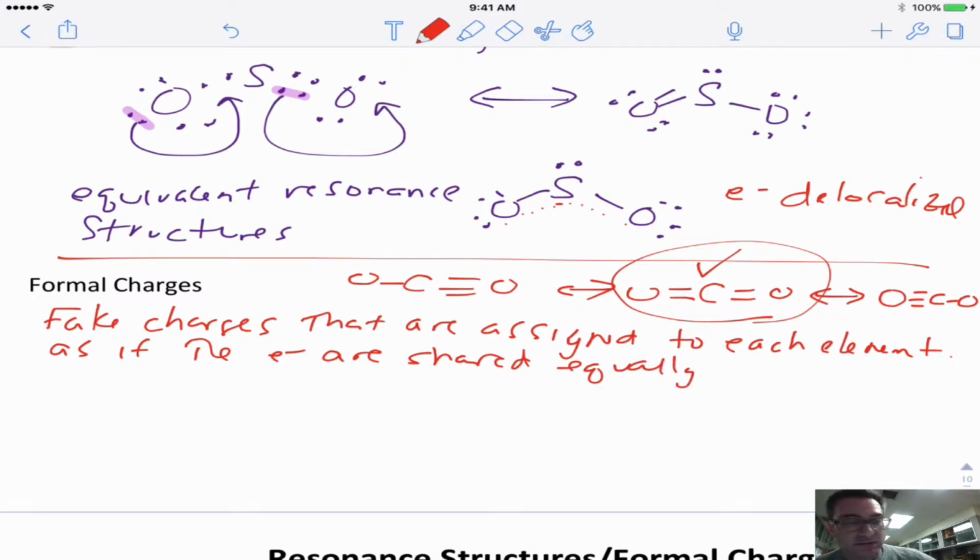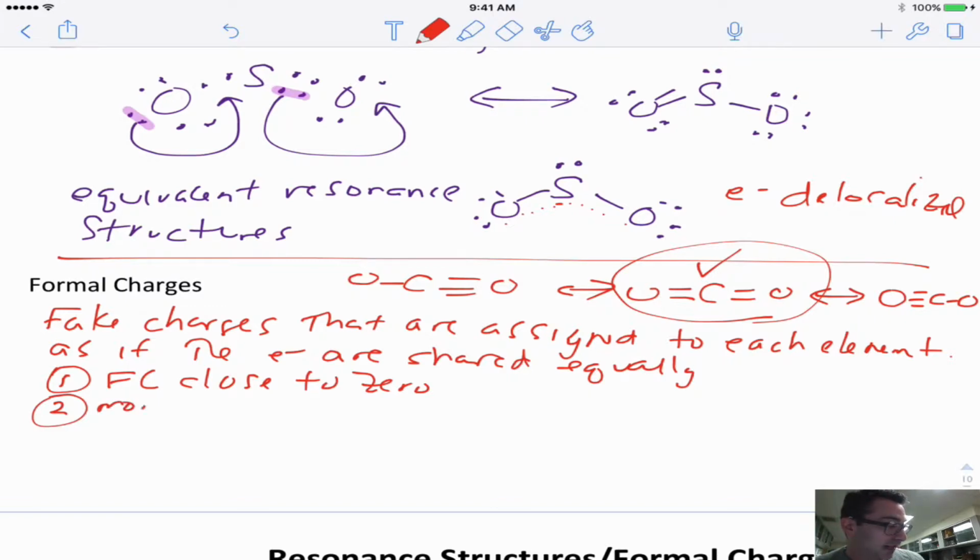Now, when we think about electronegativity and the pull of electrons by each of these atoms, they're not sharing equally. Yet, formal charge says, well, what if they were sharing equally? And if they were sharing equally, we would want two things to emerge. First, we would want the formal charges to be close to zero. And secondly, we would want the more electronegative element, if necessary, to be assigned the negative formal charge.